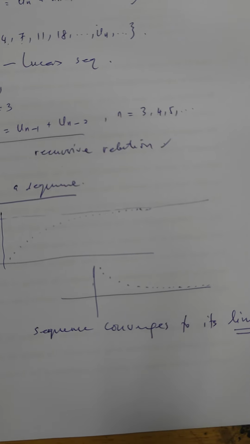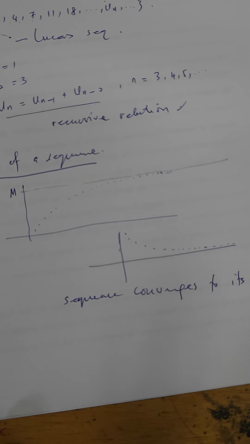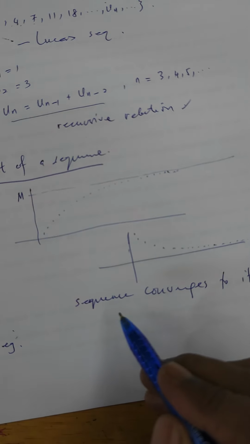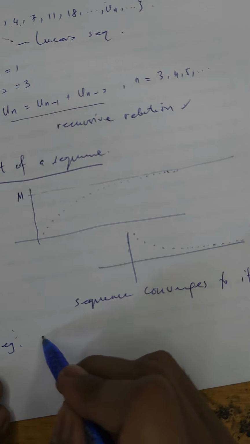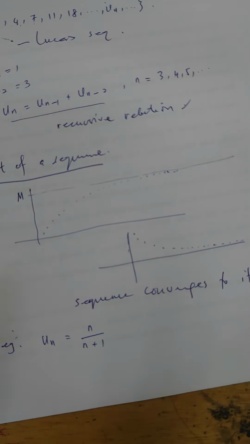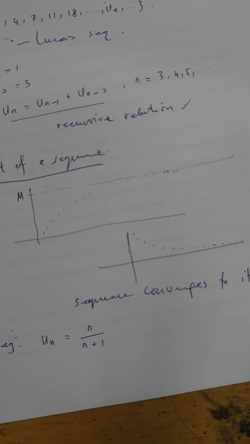So from there, I hope you can have an idea of what we mean when we say the limit of the sequence, first thing, and then the other thing is the convergence itself. Now, I give you a specific example. Let's say we have un equals n over n plus 1. This is an increasing sequence and bounded.